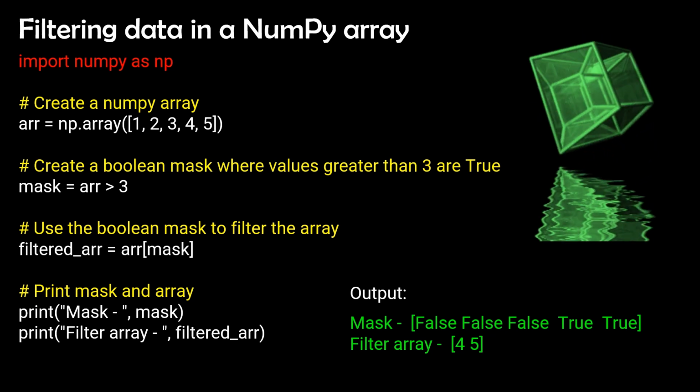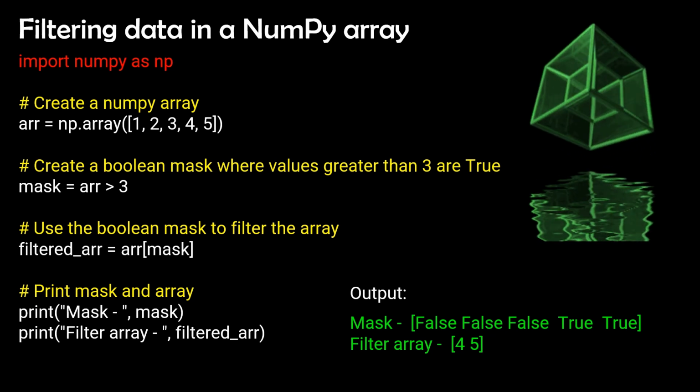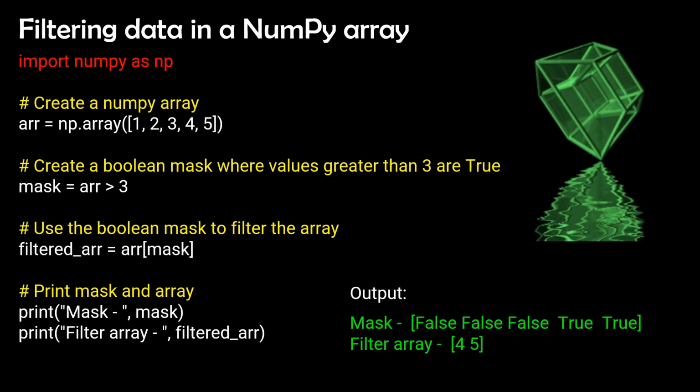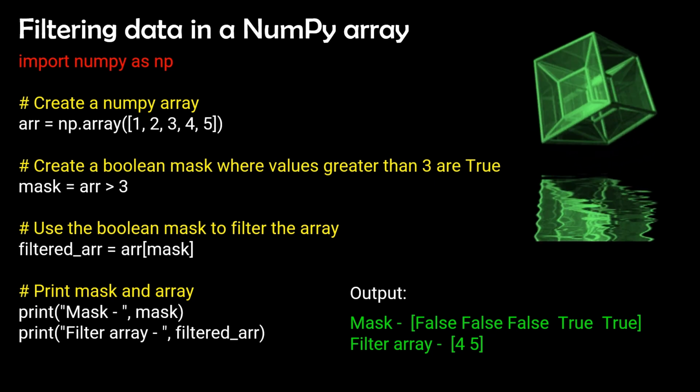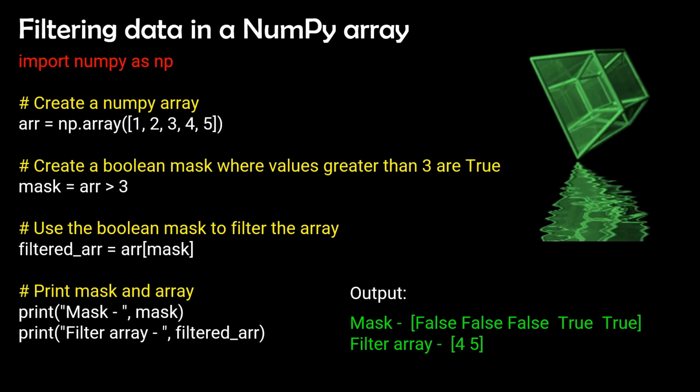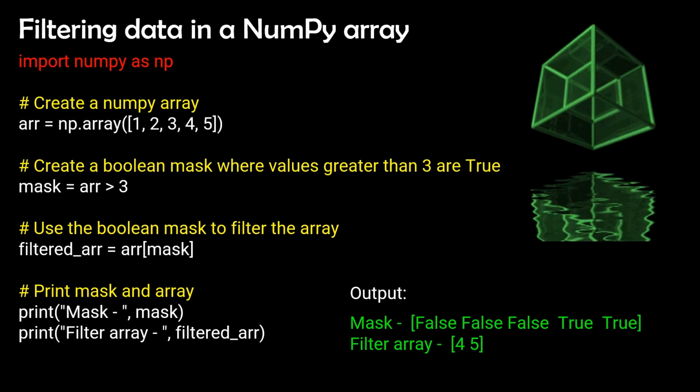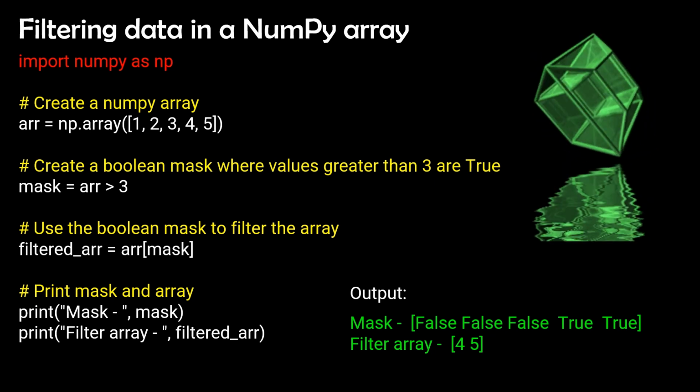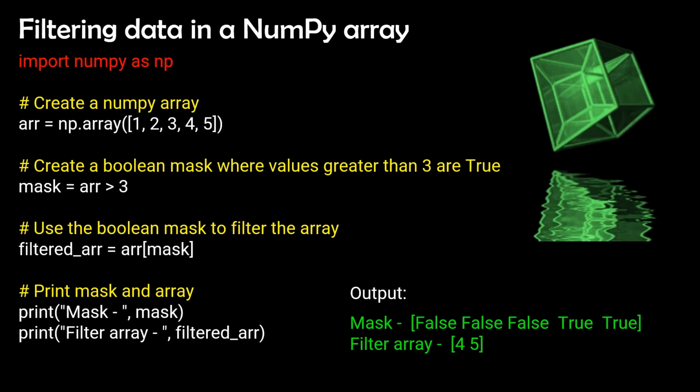This returns an array of the same shape as arr, but with true where the condition is met and false otherwise. We use this mask to index the original array and create a new filtered array containing only the elements where the mask is true. The filtered array and the mask are printed.